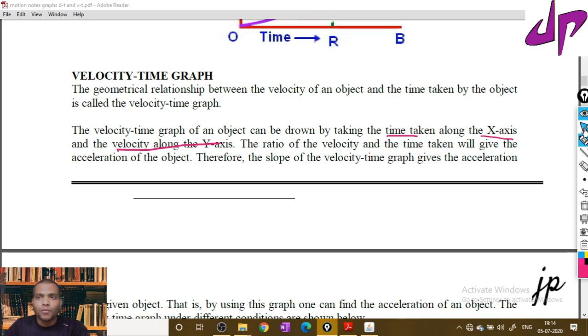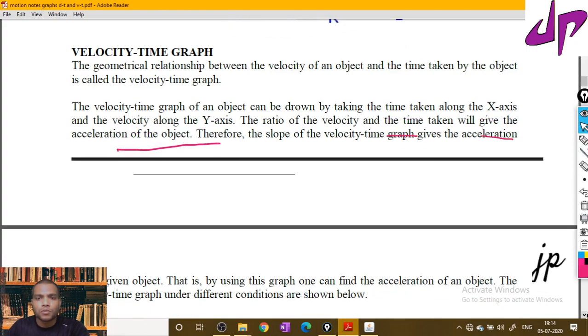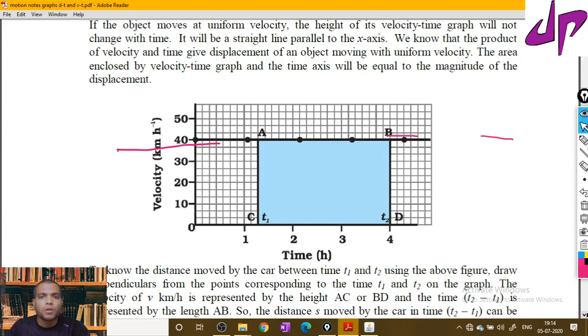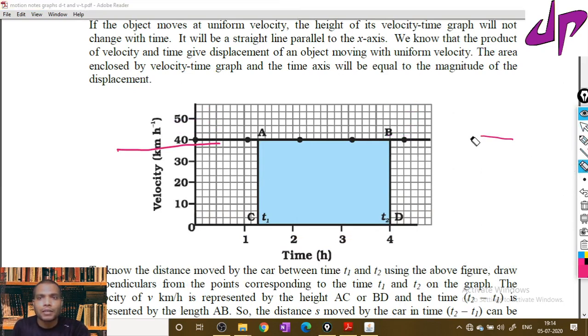So by using the velocity versus time graph, this is the NCERT figure given here. The time is always on the x-axis. So this is the time, which you can take as the x-axis, and velocity on the y-axis. In this case, we need to discuss three cases.